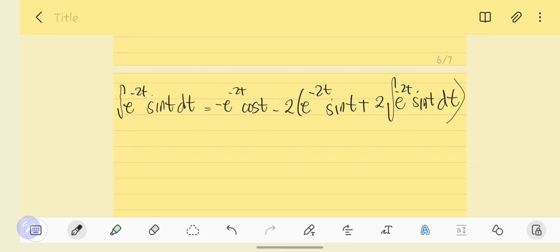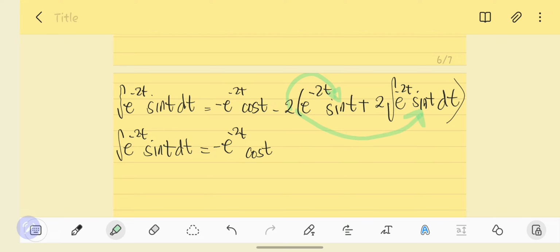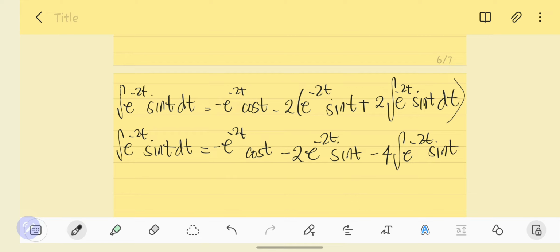Now multiplying this out, the integral of e to the negative 2t sine t dt is equals to negative e to the negative 2t cosine t minus 2 e to the negative 2t sine t minus 4 times the integral of e to the negative 2t sine t dt.